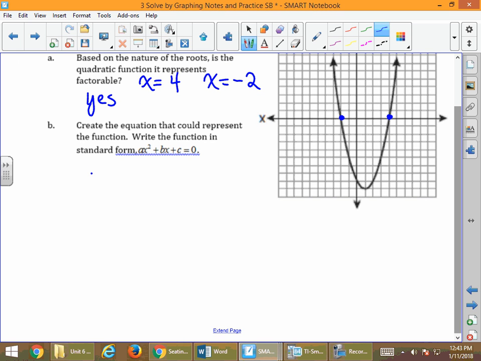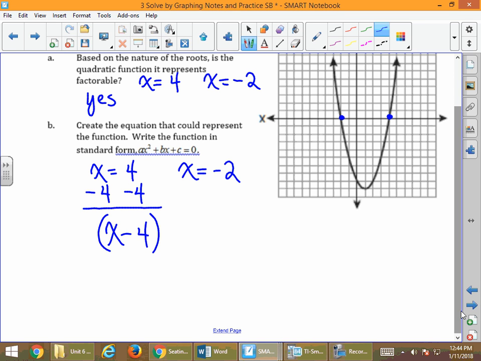Once again, what we said is that x equals 4 and x equals -2. And what we want to do is write this in factored form instead of as our solutions. So to write this in factored form, we're going to subtract the 4 from both sides. And we get x minus 4. I don't want to put equals 0. I want to write it back into the factored form.